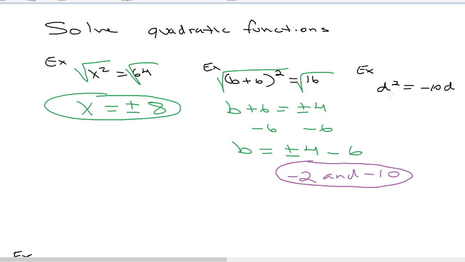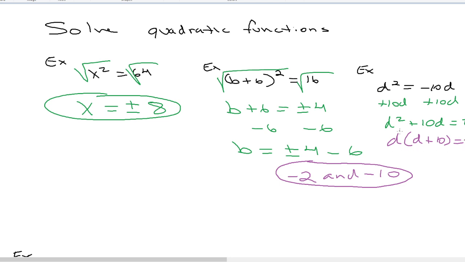Next one, same idea, just like the first one. I want to know what d is, so there are a couple of different ways I can do this. I'm going to bring the negative 10d to the left side, so add 10d to the left side, and I get d squared plus 10d equals 0. From here, we're going to factor out a d. So we get d times d plus 10 is equal to 0.